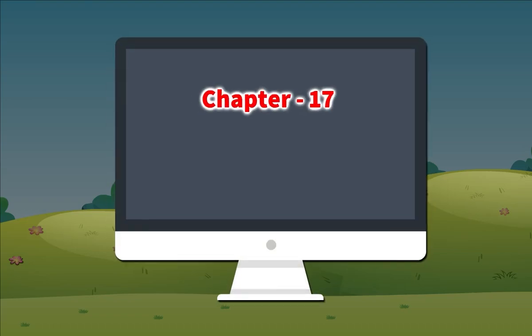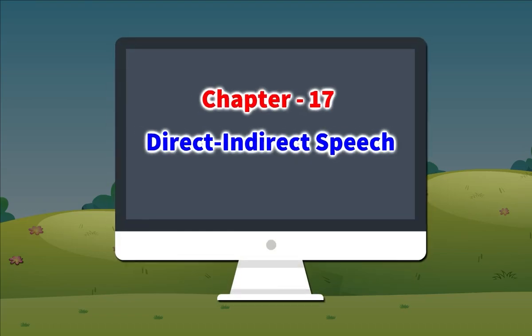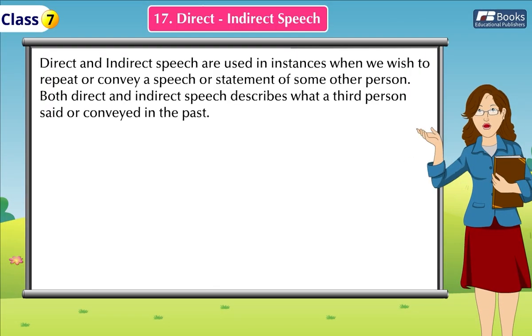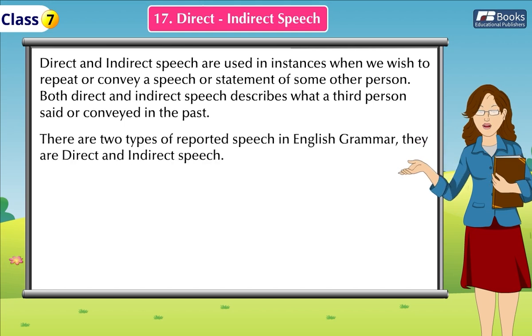Chapter 17. Direct, Indirect Speech. Direct and indirect speech are used in instances when we wish to repeat or convey a speech or statement of some other person. Both direct and indirect speech describe what a third person said or conveyed in the past. There are two types of reported speech in English grammar. They are direct and indirect speech.